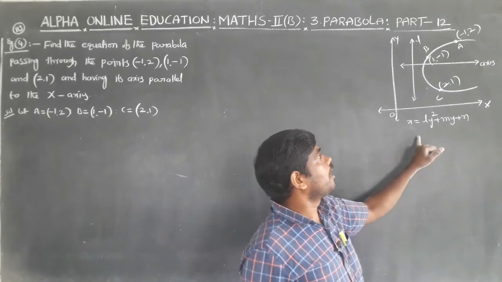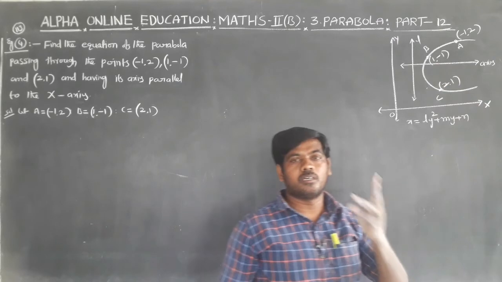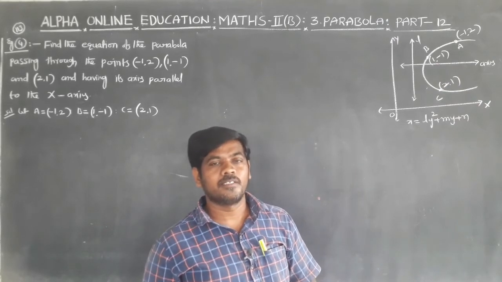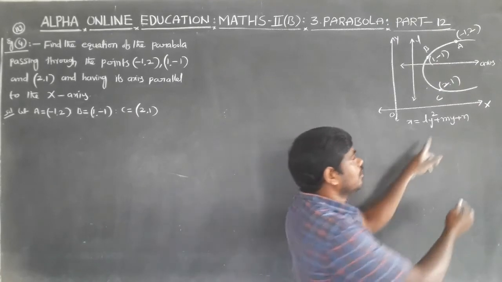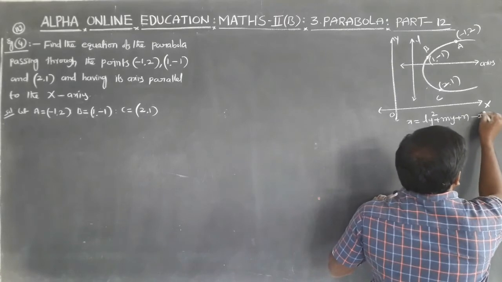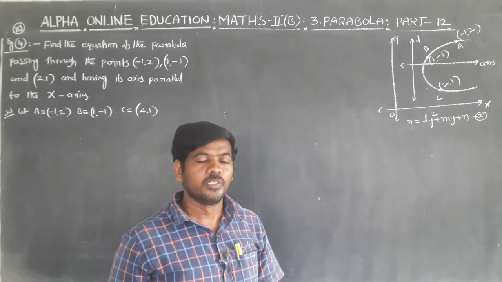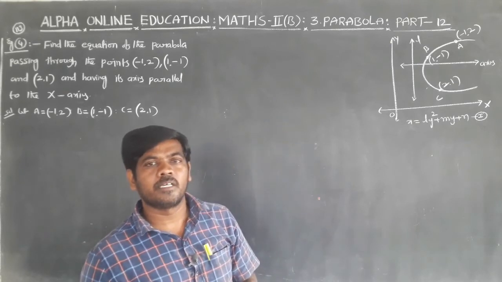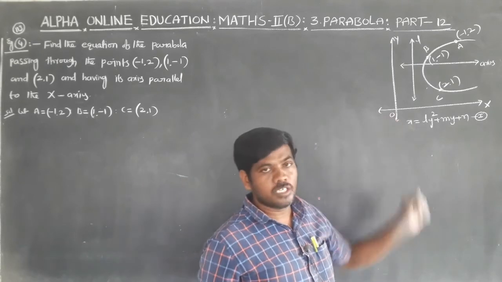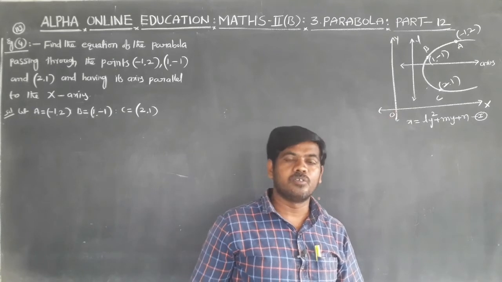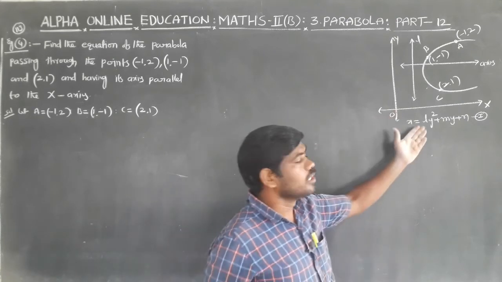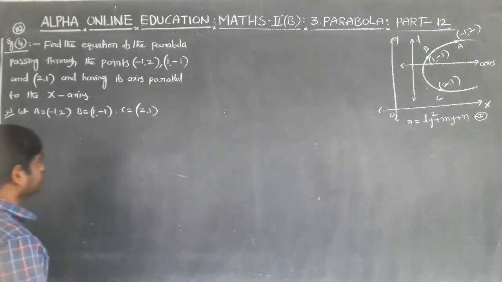Here the parabola passes through the 3 points. Substituting the 3 points into the parabola, we get equations in L, M and n. Solving these 3 equations, we find the values of L, M, n and substitute in equation number 1.